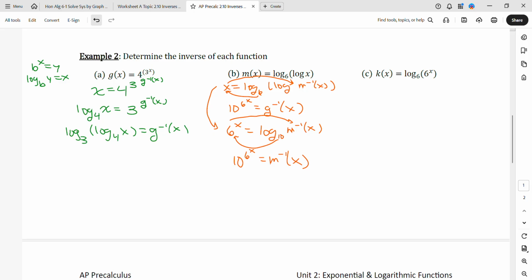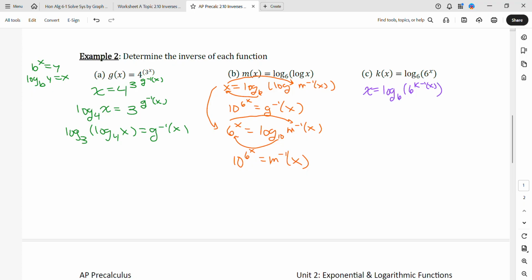Now let's look at this last one. C is k of x is log base 6 of 6 to the x. So this inverse, let's go to purple. This inverse is going to be x equals log base 6 of 6 raised to the inverse of k.